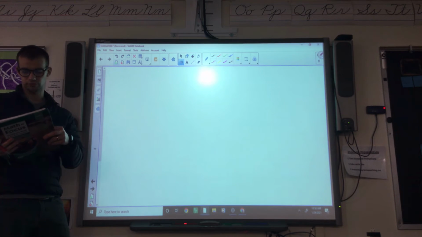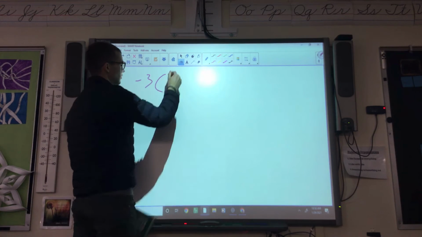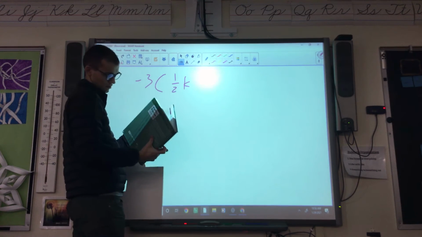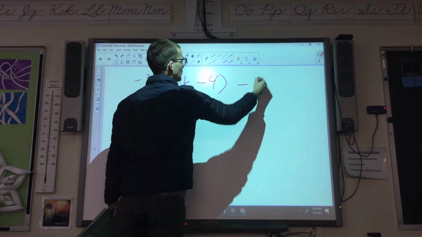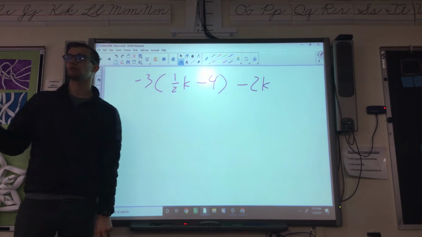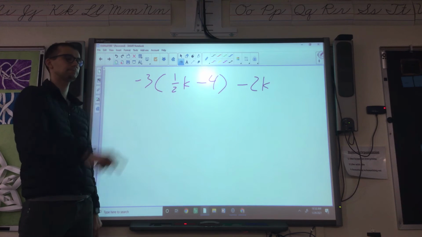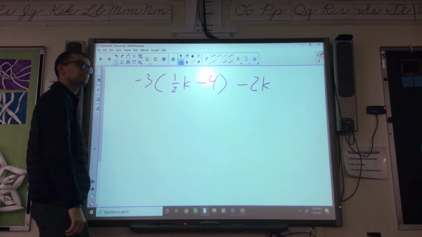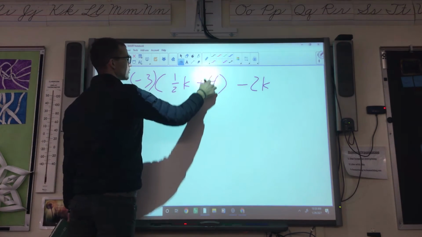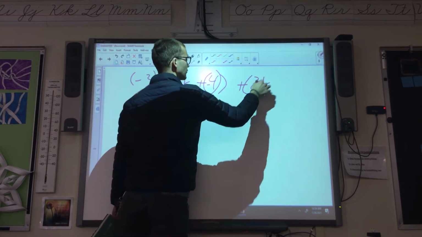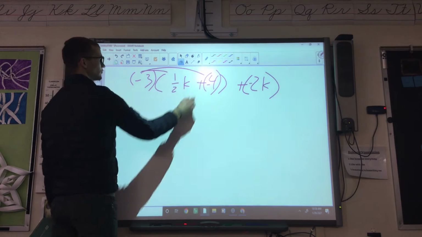Number 13, ooh, this one's super fun. Negative 3 times the quantity 1/2 k minus 4 minus 2k. Something should go off in your brain right away here. What do I gotta do? Add the opposite. So you gotta turn the subtraction into addition. Immediately start protecting yourself with all the parentheses that you're going to need. Then you can start distributing.